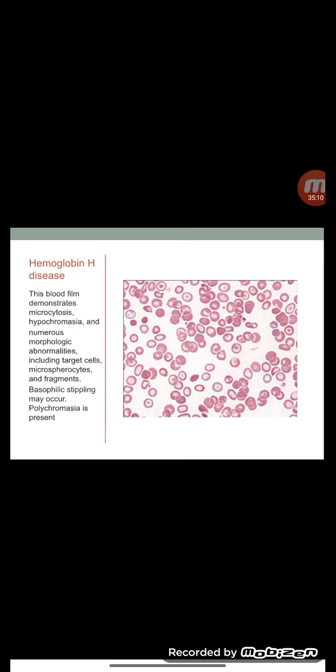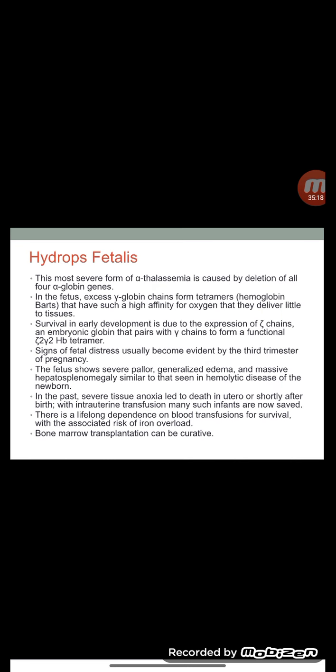So here you can see the blood film in a patient with HbH disease. You can see a lot of target cells and some of the cells with basophilic stippling. And hydrops fetalis is the most severe form of alpha thalassemia, caused by deletion of all four alpha globin genes. In the fetus, excess gamma globin chains form tetramers that have such high affinity for oxygen that they deliver little to tissues. Survival in early development is due to the expression of zeta chains, an embryonic globin that pairs with gamma chains to form a functional zeta 2 gamma 2 Hb tetramer.